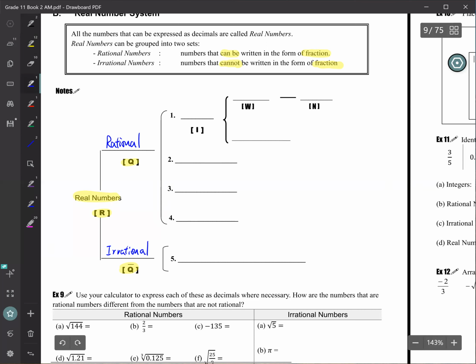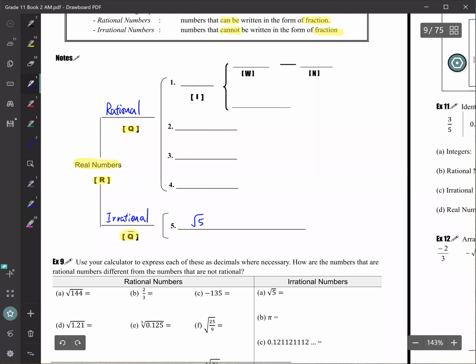Some of the common irrational numbers. Aaron, do you know? What numbers will be categorized as irrational? Aaron? Did you say something? Wait, root 5. Root 5, okay, yeah. Did you see the example?